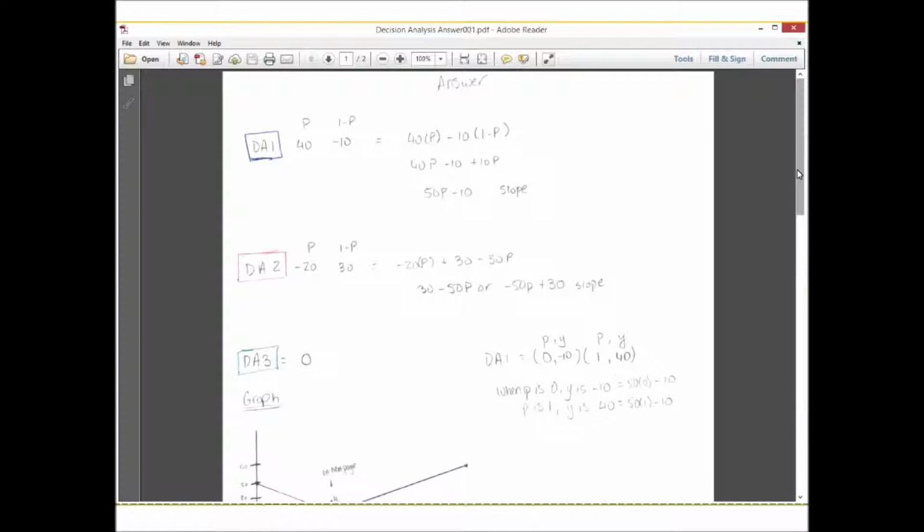And I did the same thing for decision alternative 2. Negative 20 and 1 minus P, and you assign them negative 20P plus 30 minus 30P. This is 30 times 1 and 30 times negative P. And then you group like terms, and I get 30 minus 50p, or if you want to keep the p in front, negative 50p plus 30. So you with me so far? Okay. For decision alternative 3, I never really did anything because it's 0 on both sides, so it's just going to equal 0. Now, let me go back to opening up the problem.